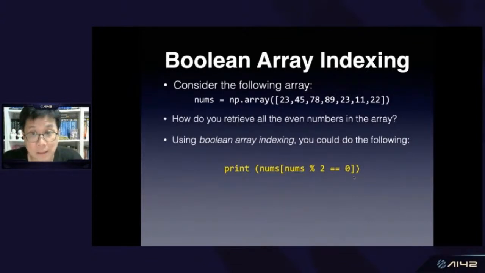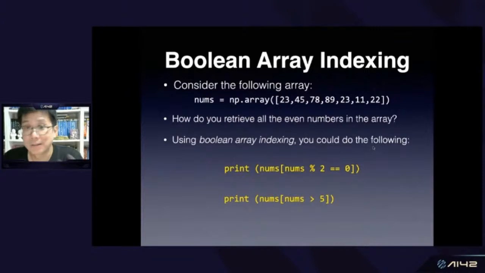Now, what happens if I want to retrieve all the numbers greater than a specific value? Again, using Numpy, you can just specify your condition. So nums greater than 5, that's it. And it will print out all the numbers greater than 5 in this example.